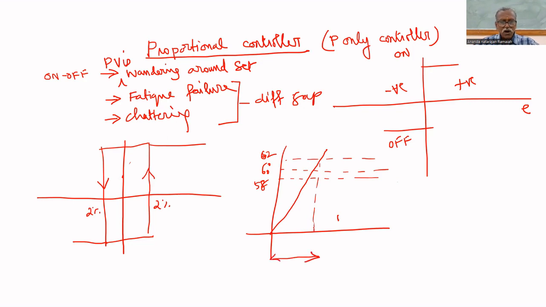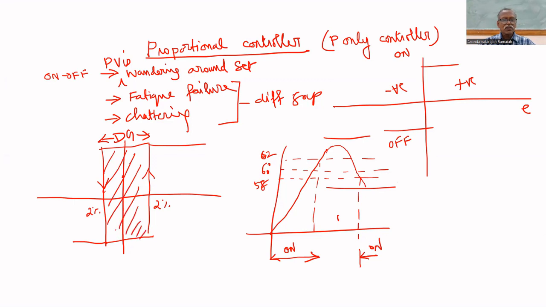Up to this is on. Here it is turned off, but there will be a further increase. When it falls below this 58, then only will it be turned on again, so that the frequent on-off can be reduced. This is called the differential gap. Or we can say on-off controller with hysteresis. This area is called hysteresis. On-off controller with hysteresis or differential gap we introduced.